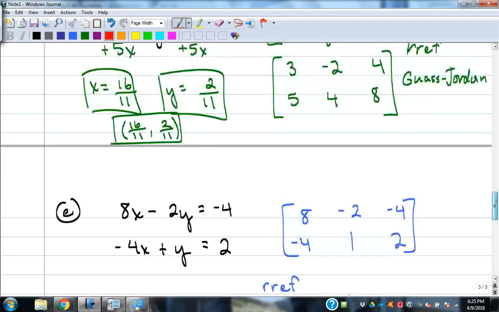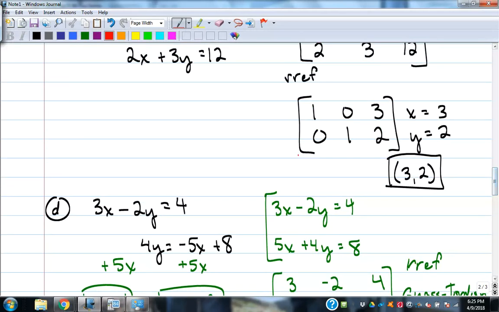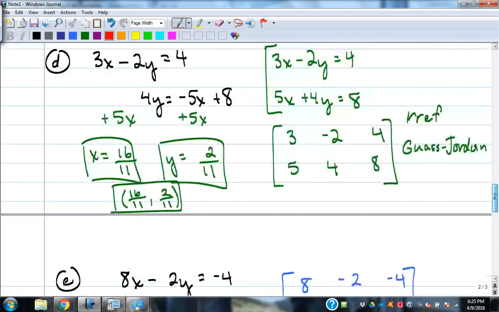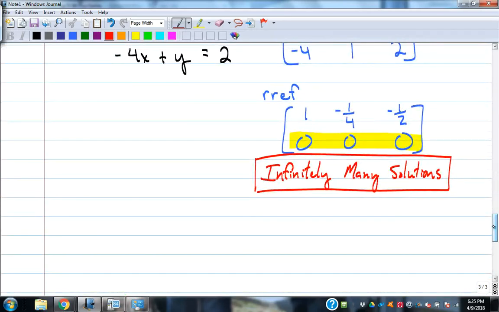On the previous ones, we got that bottom row. We had a 1 in that spot there. There wasn't all zeros there. There was some zeros, but there wasn't all zeros. So if there's all zeros in the bottom row, again, it's infinitely many solutions.